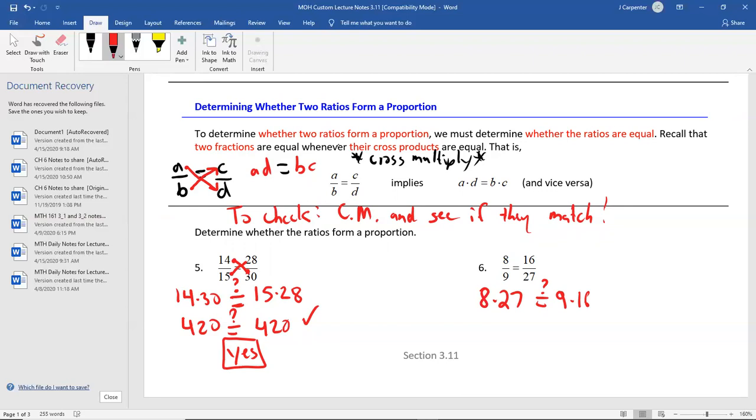8 times 27, what's that, 216? And then 9 times 16, that's 90 and 54, so that's 144. Now last time, 420, 420, those are the same. Yes, proportion. 216, 144, no, those are not the same. That's not an X, that's me saying no. Check yes, X no.